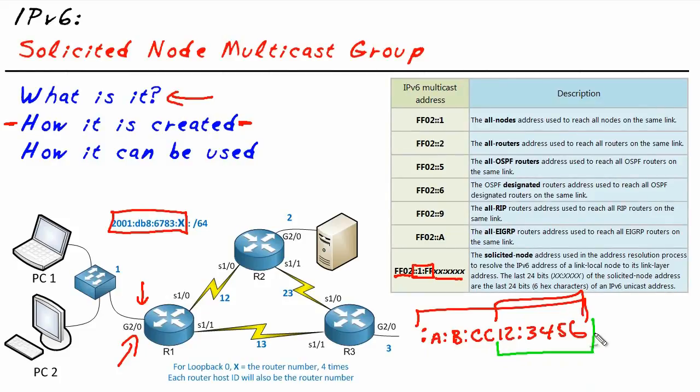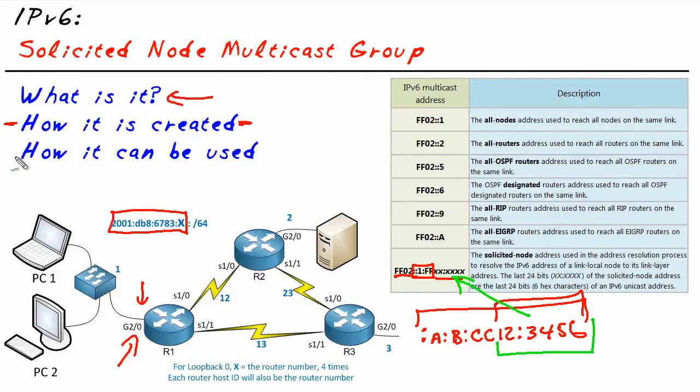With hexadecimal, every character represents 4 bits. So if you have 6 characters, that's the last 24 bits. So the last 24 bits of the unicast address is popped in right there, and that is the solicited node multicast group that this device will join.